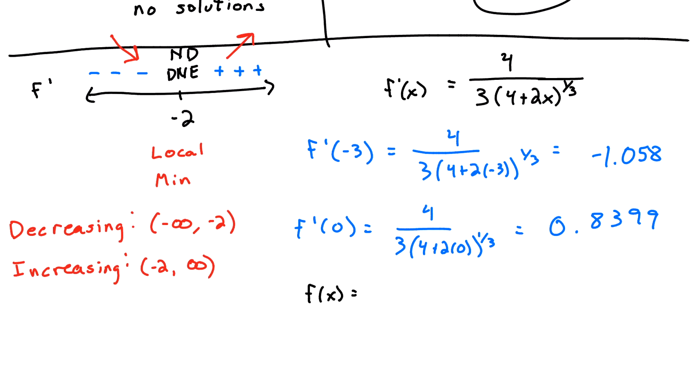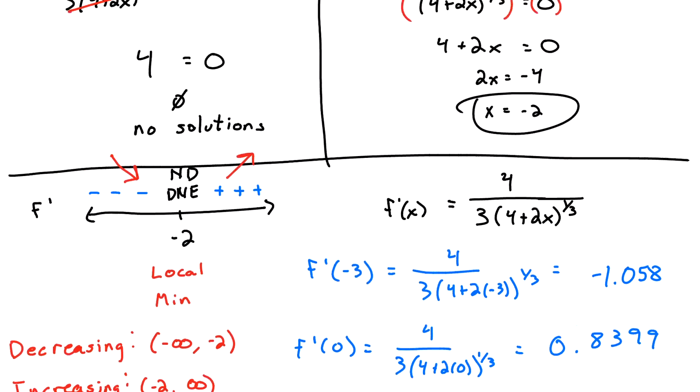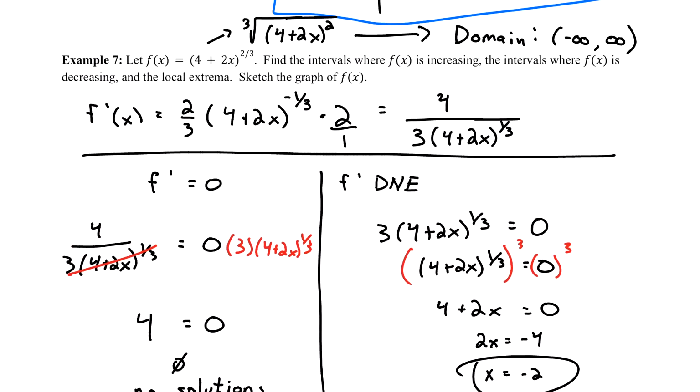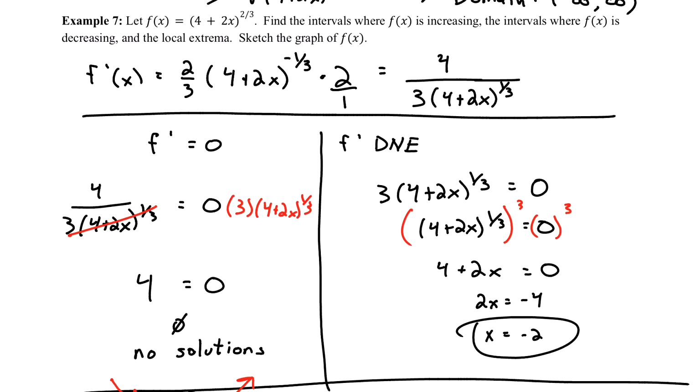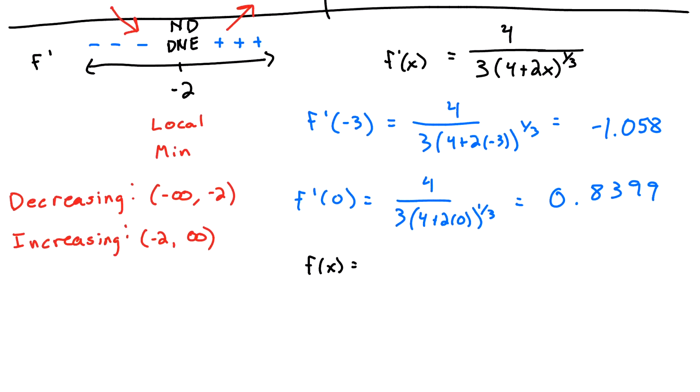F of x is equal to, I believe, what do we have here? 4 plus 2x raised to the positive 2/3 power. So I need to find the y value. I'm going to take -2, plug that into my original function. That's 4 plus 2 times -2, to the 2/3.